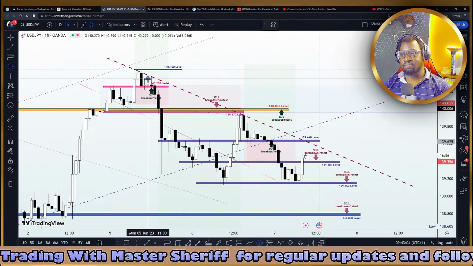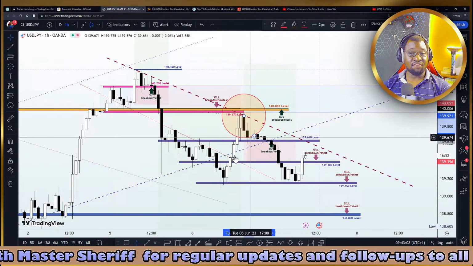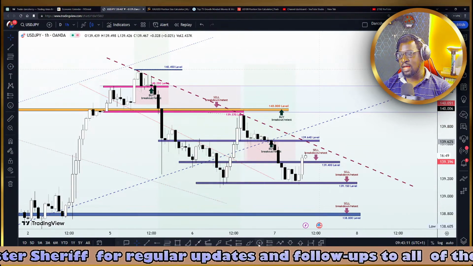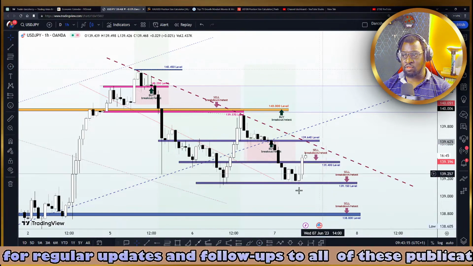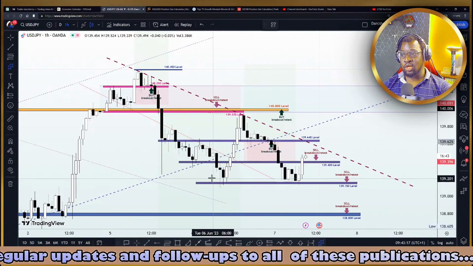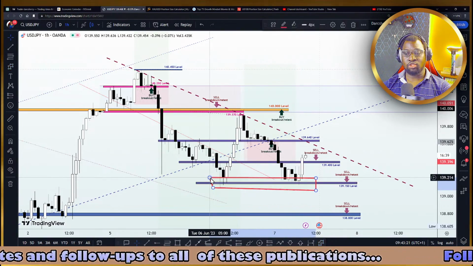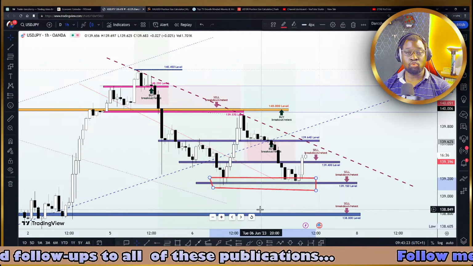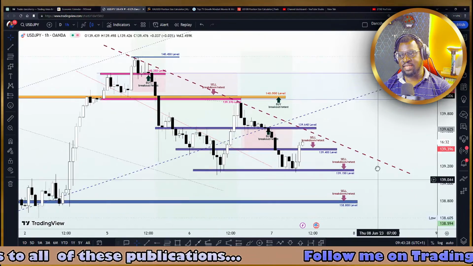And as you can see, price has been respecting it at every point in time. Buyers are finding it difficult to break through the structure, and at this point in time it appears price action is approaching that level. But since we are yet to see a lower high here, I would want to see a breakdown of the structure to give me a confirmation to actually sell the USDJPY today. So let's see how price action plays out.